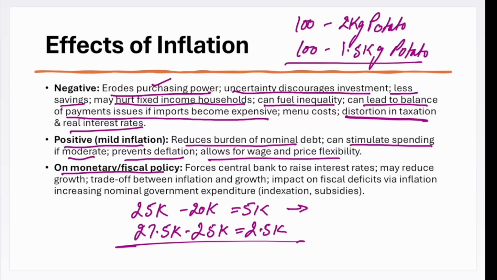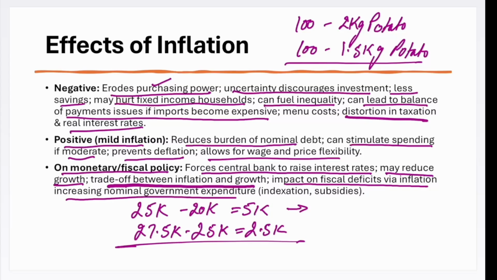And then on monetary and fiscal policy, we'll understand what monetary policy is. Monetary is more to do with money, fiscal is more to do with taxation. Inflation forces the central bank to raise interest rates, right? When inflation goes up, banks have to increase interest rates. This can impact growth. We'll understand this also. The trade-off between inflation and growth is always there. Inflation also impacts the fiscal deficit, as it increases nominal government expenditure, indexation, and subsidies. We will understand this when we go to the fiscal aspect of it. Park it for the time being. When we come back, we'll discuss this in detail. So this was the basic idea we wanted to put across. And now let's go back to the Phillips curve and understand.